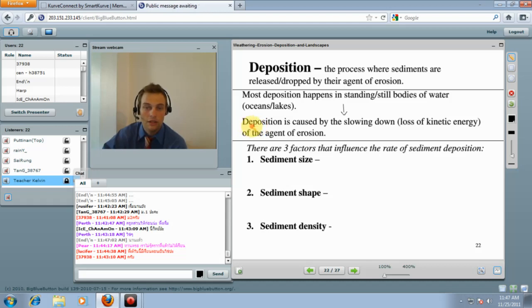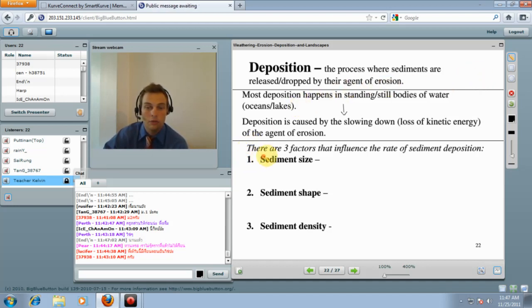So this is really important. Deposition is caused by slowing down of the agent of erosion. So it's important to know, just like with the Oxbow Lake, when the water slows down, sediment is falling out of the water and it's being deposited onto the river bed or onto the sides of the river.